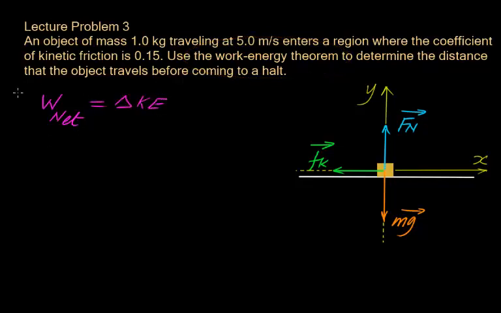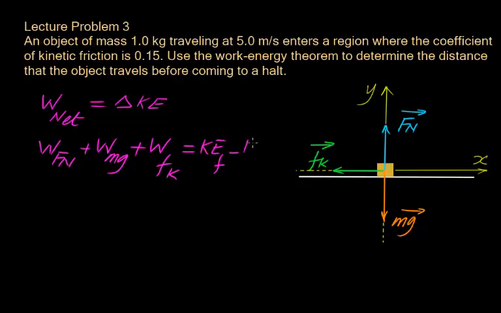The work that is done by the net force comes from three forces: the work done by the normal force, plus the work done by the mg, plus the work done by the kinetic friction force, must equal the kinetic energy final minus the kinetic energy initial. Notice that the work done by Fn, the work done by mg and the work done by the friction force must be added in a scalar form because the work is a scalar quantity.